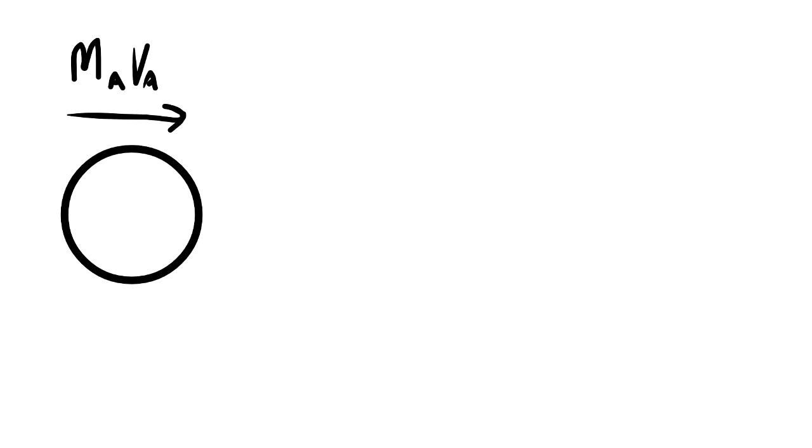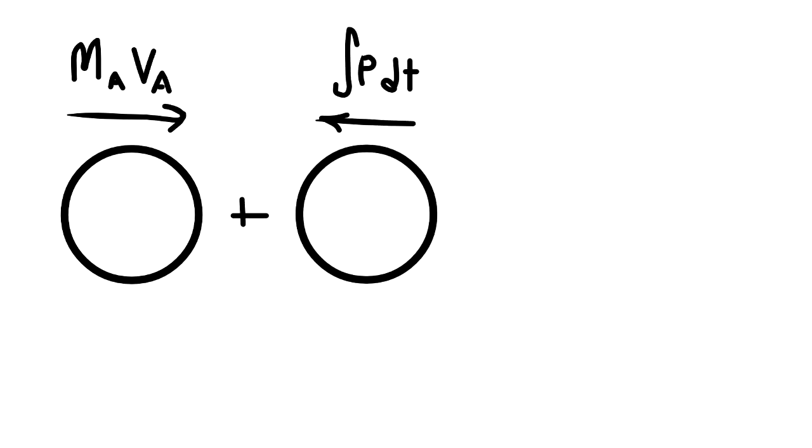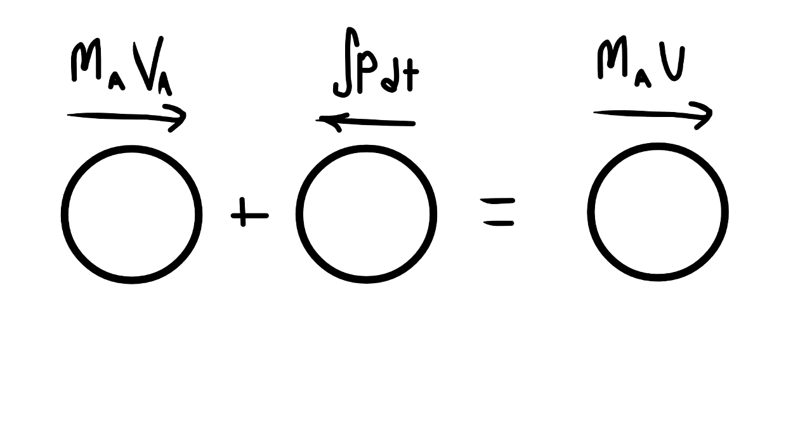Let's examine the motion of particle A during the deformation. Before deformation, the particle is traveling with momentum mA vA until it is acted upon by an impulse due to a deformation force P from B, expressed by the time integral of P. From the impulse-momentum theorem, the initial momentum plus the impulse is equal to the final momentum mA u.